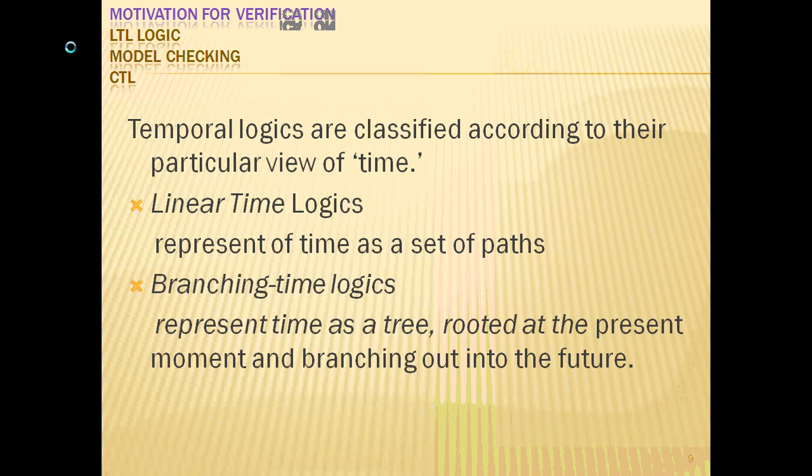Now temporal logics are classified according to their particular view in time, and based on this view of time there are mainly two types of logics which are used to code the specification. One is the linear time logic, which represents time as a set of individual paths and they are independent. Second one is the branching time logic, which represents time as a tree and the root is the present moment and the subtrees are the branches which point out into the future.